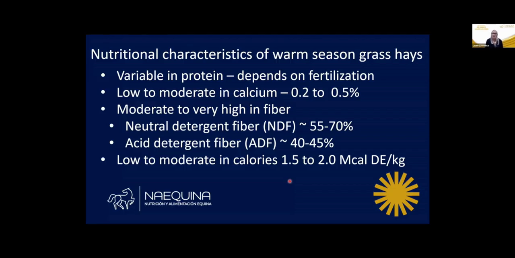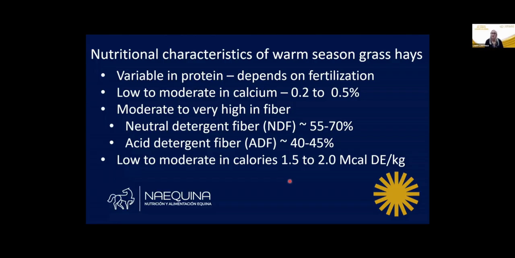They are also low to moderate in calcium, and they are moderate to very high in fiber. So in terms of the warm season grasses, when they start to reach more advanced stages of maturity, the neutral detergent fiber concentration can actually go above 65%, maybe as high as 70 or 72%. So they can be quite high in neutral detergent fiber.